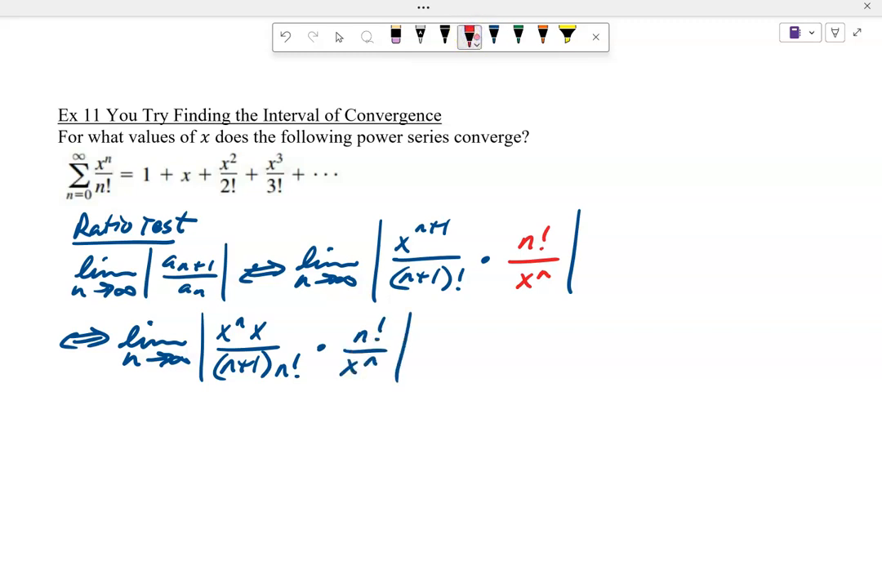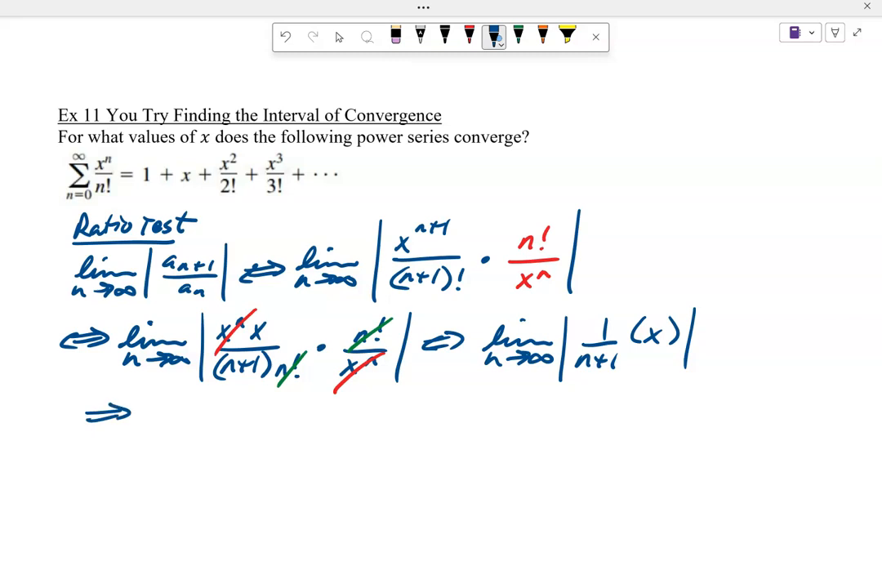And I start canceling stuff. X to the n, x to the n, n factorial, n factorial. So it looks like we've got the limit as n goes to infinity of 1 over n plus 1 times x. So I've got the limit as n goes to infinity of 1 over n plus 1, and the limit as n goes to infinity of the absolute value of x.